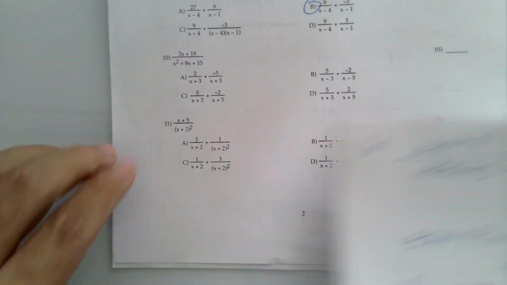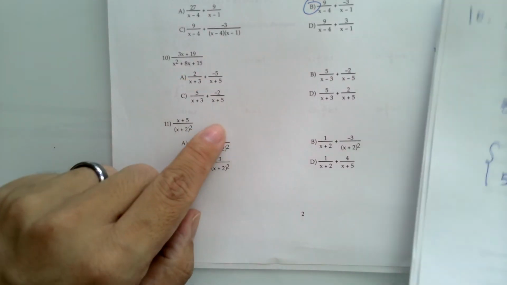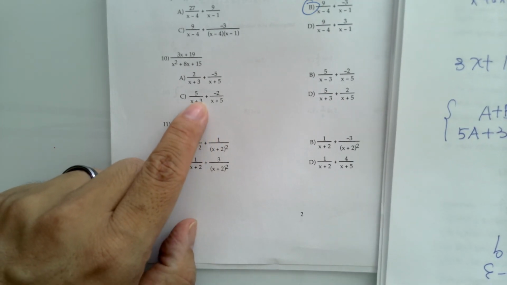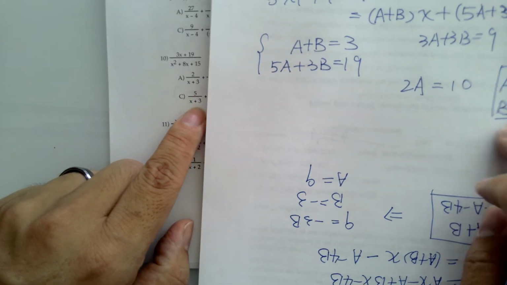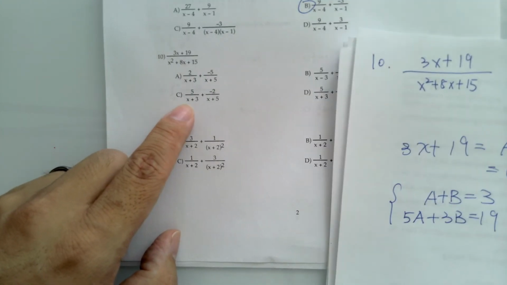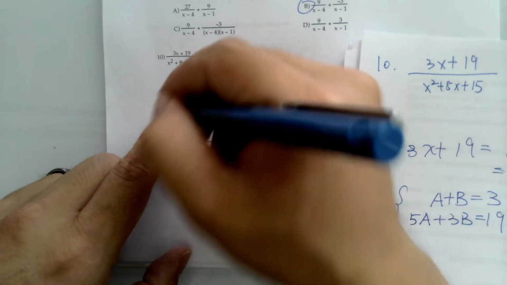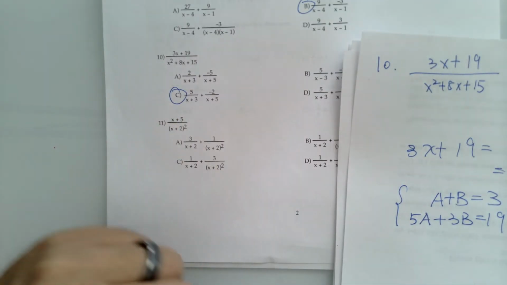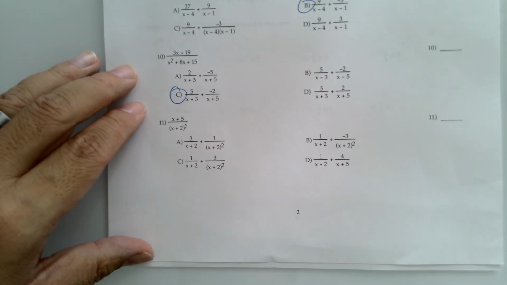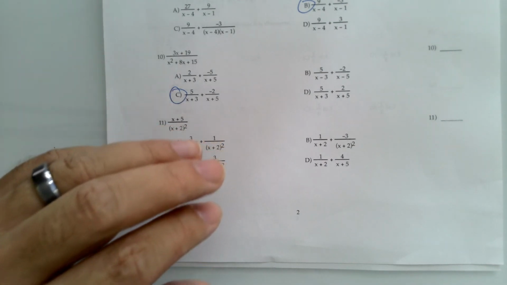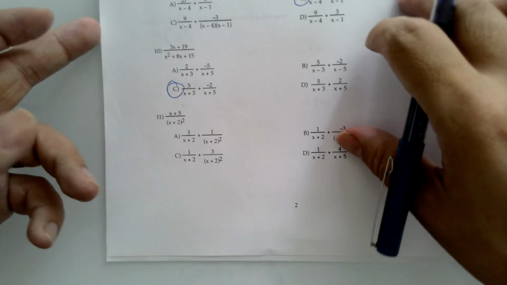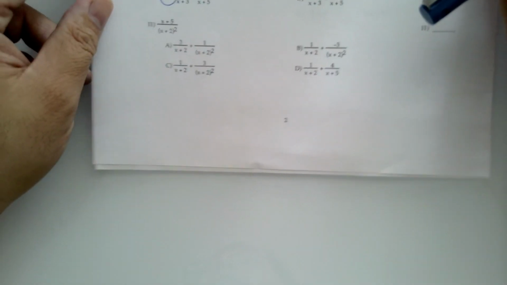Okay, so I'll go back to here. We're going to have 5, and minus 2. So the answer is going to be C, right? It's going to be C. Okay, and that's number 10. Number 11.